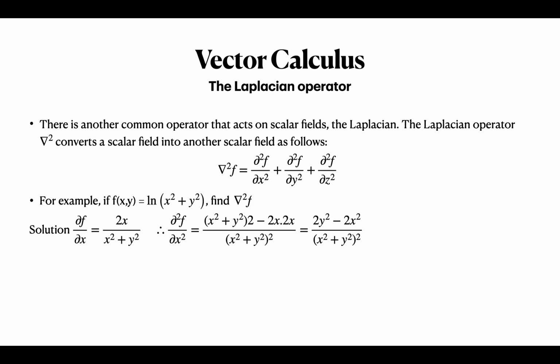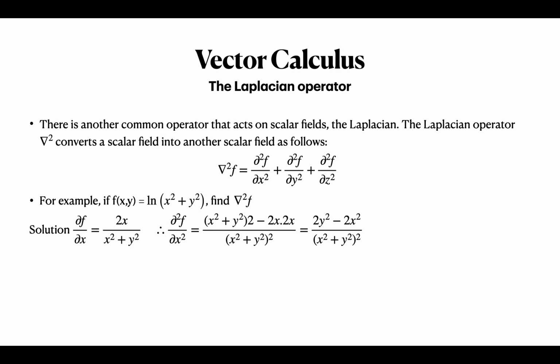And then to get the second derivative, I have to use the quotient rule. So I've done it there. You get (x squared plus y squared) times 2 minus 2x times 2x, over (x squared plus y squared) all squared. And what you get then in the end is 2y squared minus 2x squared over (x squared plus y squared) all squared.